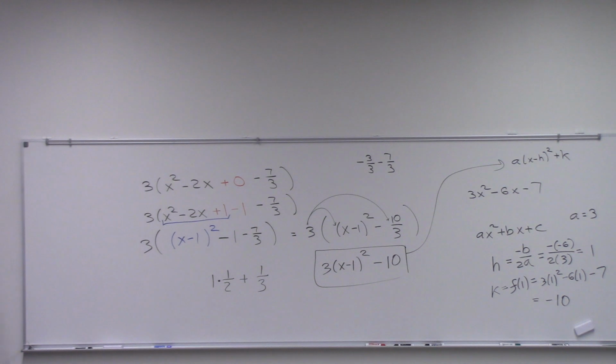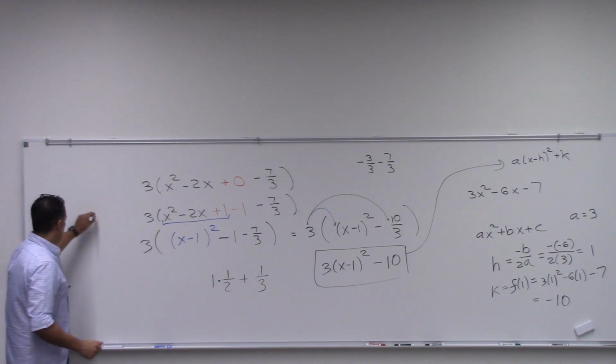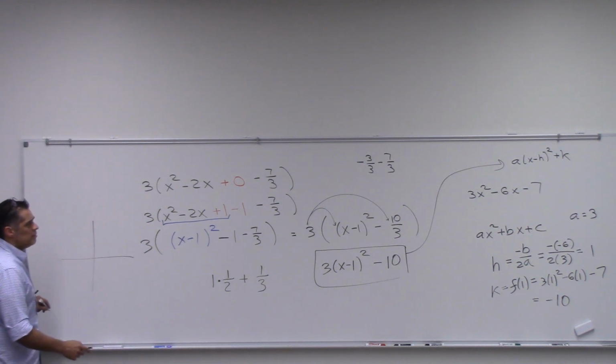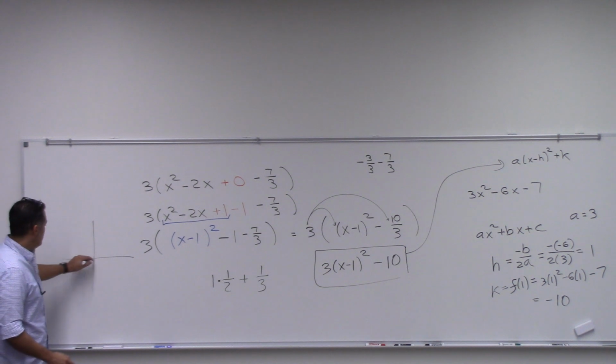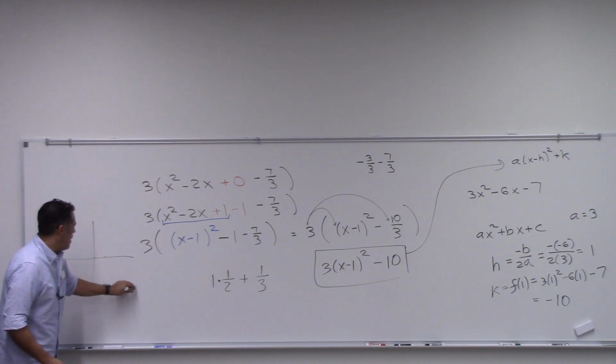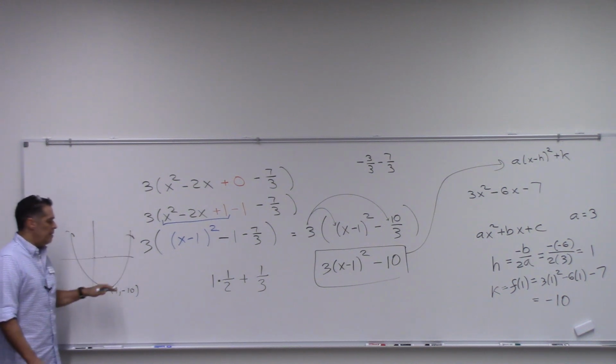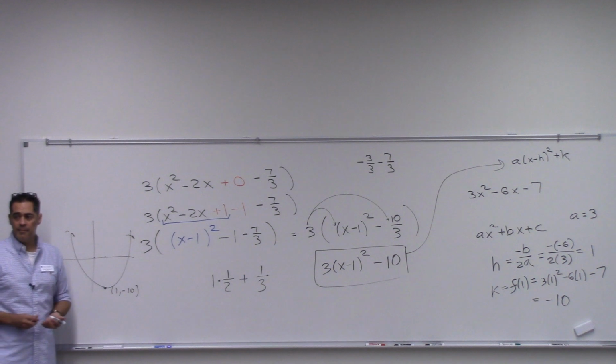Can I just make sure that the domain was all real numbers? Domain, yeah, all quadratic functions have a domain of all real numbers. And then the range, how would you figure out the range? Well, you know the vertex, don't you? The vertex was 1, negative 10. So, down here, 1, negative 10. And this parabola opens which way? Up. So your range is from negative 10 to infinity.